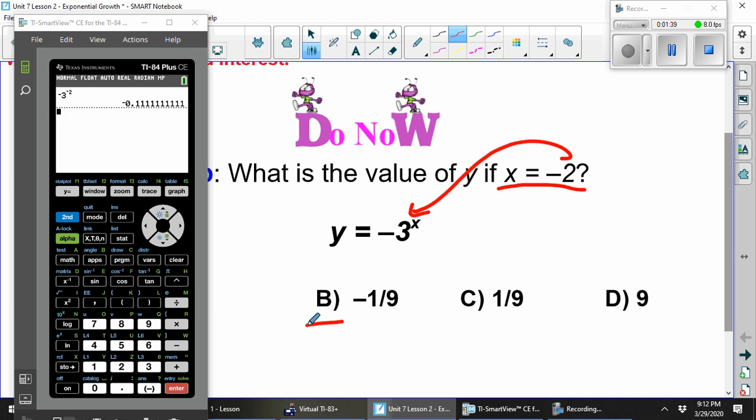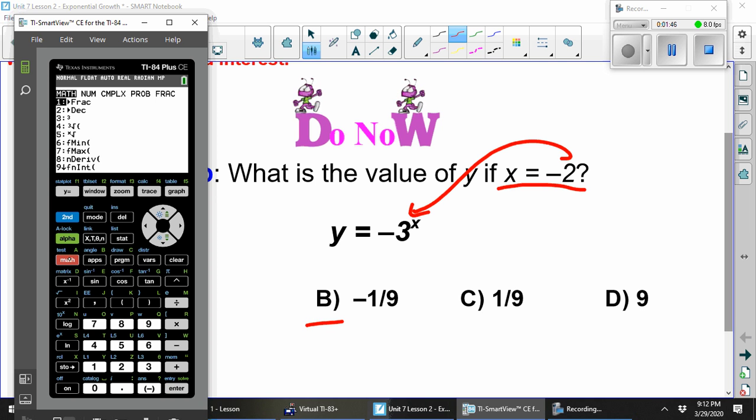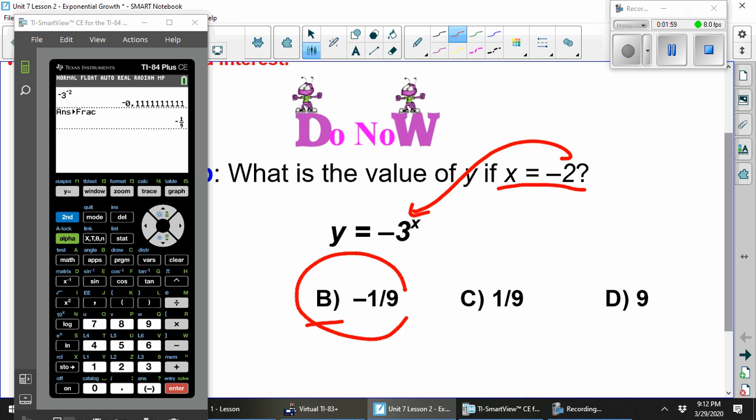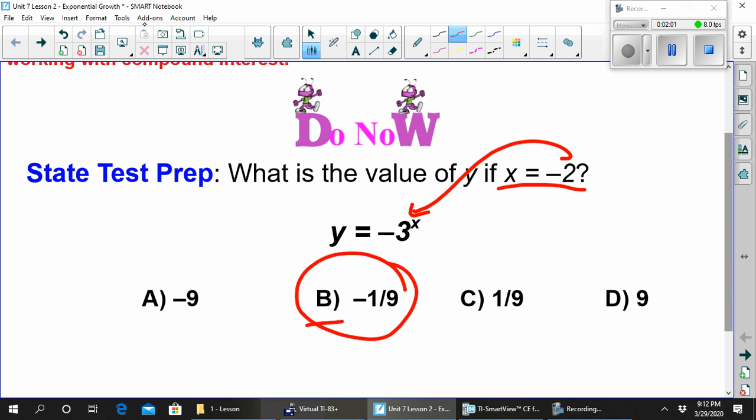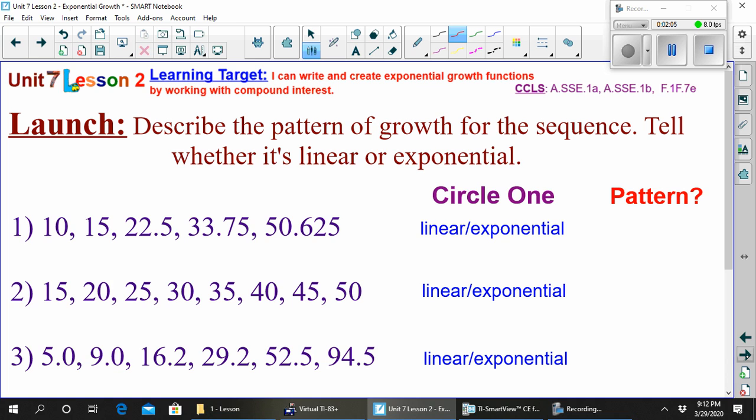Does anybody know what you press to change a decimal to a fraction? If you said math, you're right. All right, so you have that 1 right there. You press enter, it'll change your answer to a fraction, and you get -1/9. B is your answer. So hopefully you did get that. Pretty easy going forward here, and that's basically it.